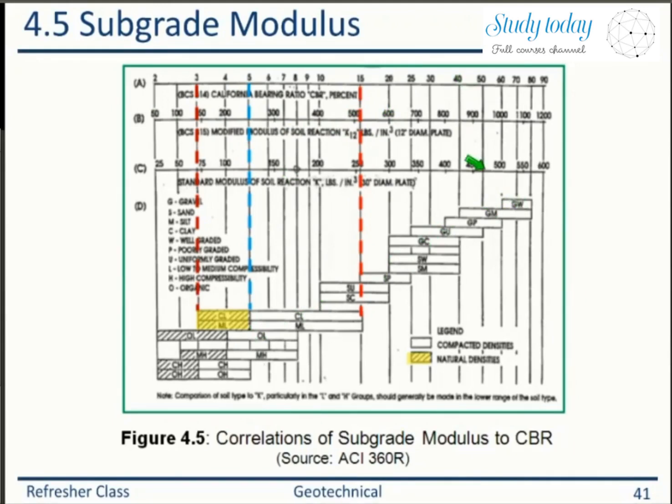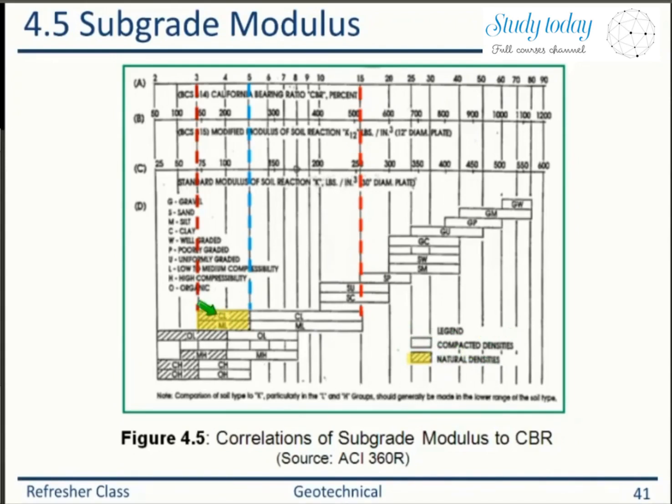So if you have a subgrade material as gravel, perfectly fine, you don't have to worry. Followed by the sand. But if you have the subgrade material as a silt or clay, then you have to really judge your engineering judgment here. If you look at here, the hatched rectangles represent natural density, and open rectangles represent your compacted density.